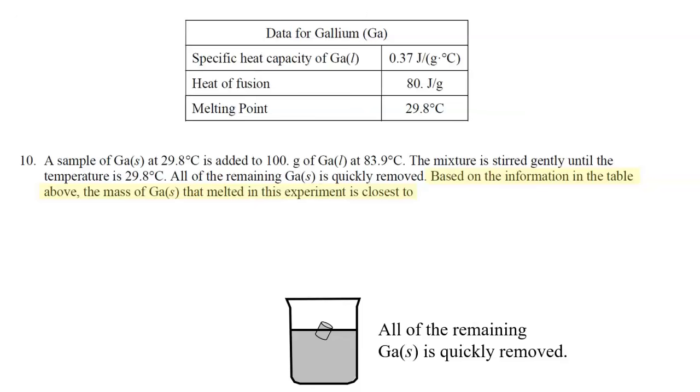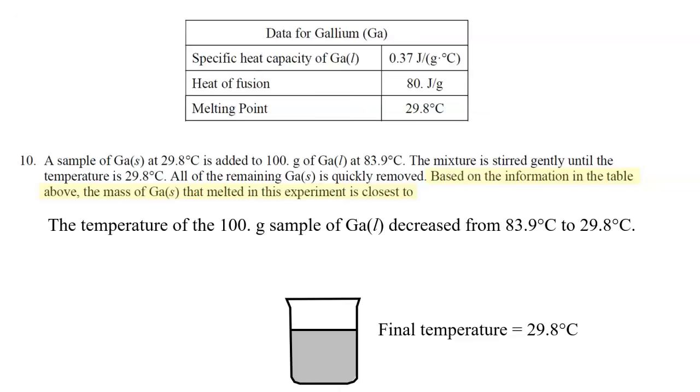Now all of the remaining solid gallium is quickly removed, and now we have a final temperature of 29.8 degrees Celsius. So that liquid gallium cooled off, which means it lost some heat, but the heat that was lost by the liquid gallium in this experiment is also equal to the heat gained by the solid gallium as it melted. So we're going to do a Q equals MC delta T calculation to figure out how much heat was lost by the liquid gallium, which will also be the amount of heat gained when the solid gallium melted.